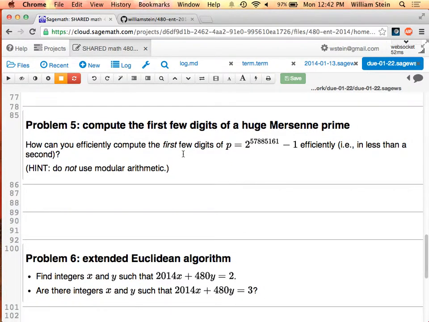Here's a problem about Mersenne numbers. So here's a Mersenne prime, and that's the biggest known prime. And what I want you to do is to come up with a way to compute the first few digits rather than the last few digits. I'm going to say something in a minute about how you can instantly compute the last few digits of this. But what I want you to do is compute the first few.